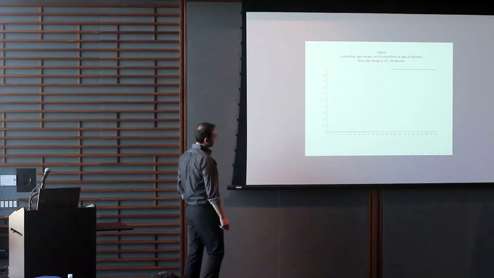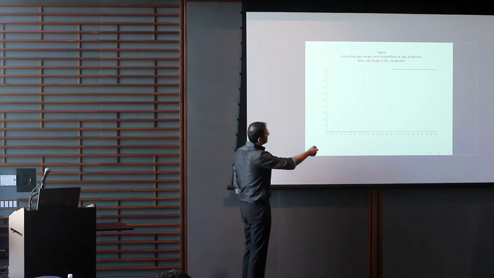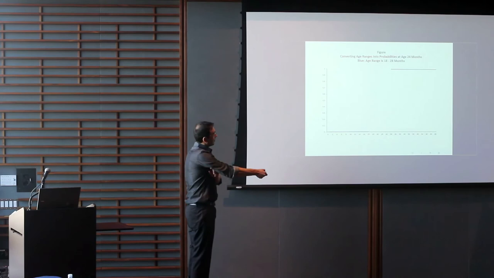Here's what I mean by that. Let's say that one mother says that for that specific question, the youngest age is 18 months and the oldest age is 28 months. I'm going to assume that the probability before age 18 is 0, and the probability after age 28 is 1. I'm going to interpolate.